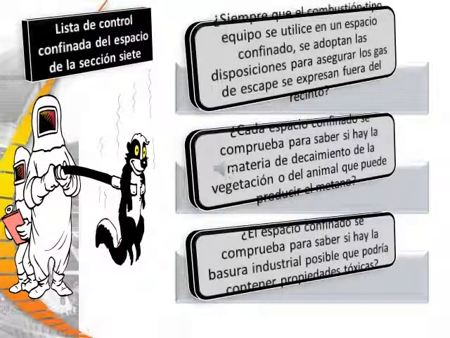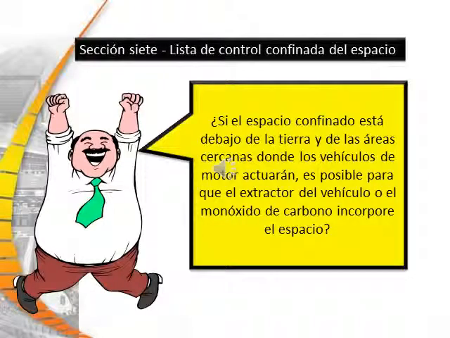Whenever combustion type equipment is used in a confined space, are provisions made to ensure that exhaust gases are vented outside the enclosure? Is the confined space checked for decaying vegetation or animal matter which may produce methane? Is the confined space checked for possible industrial waste which could contain toxic properties? If the confined space is below ground and near areas where motor vehicles will be operating, is it possible for vehicle exhaust or carbon monoxide to enter the space?